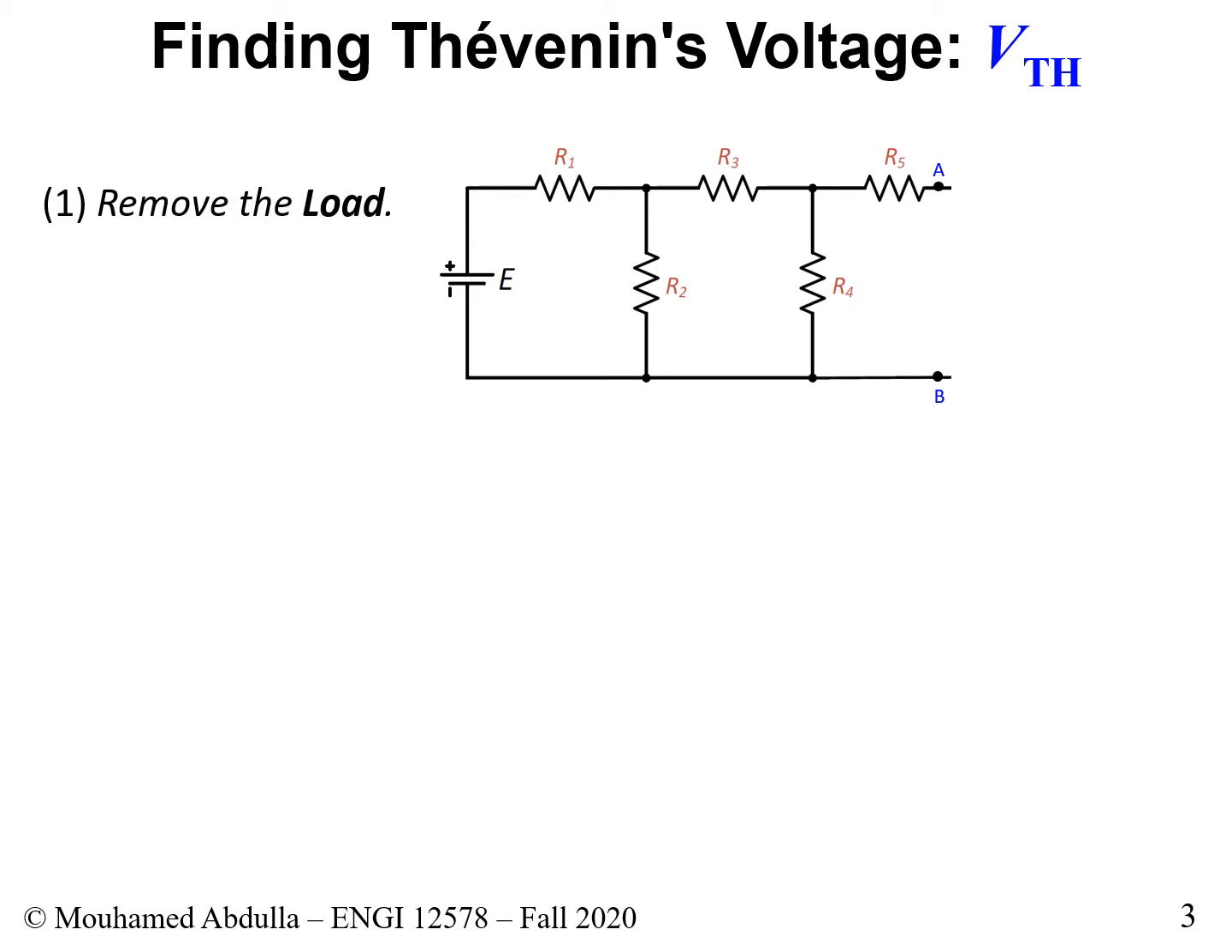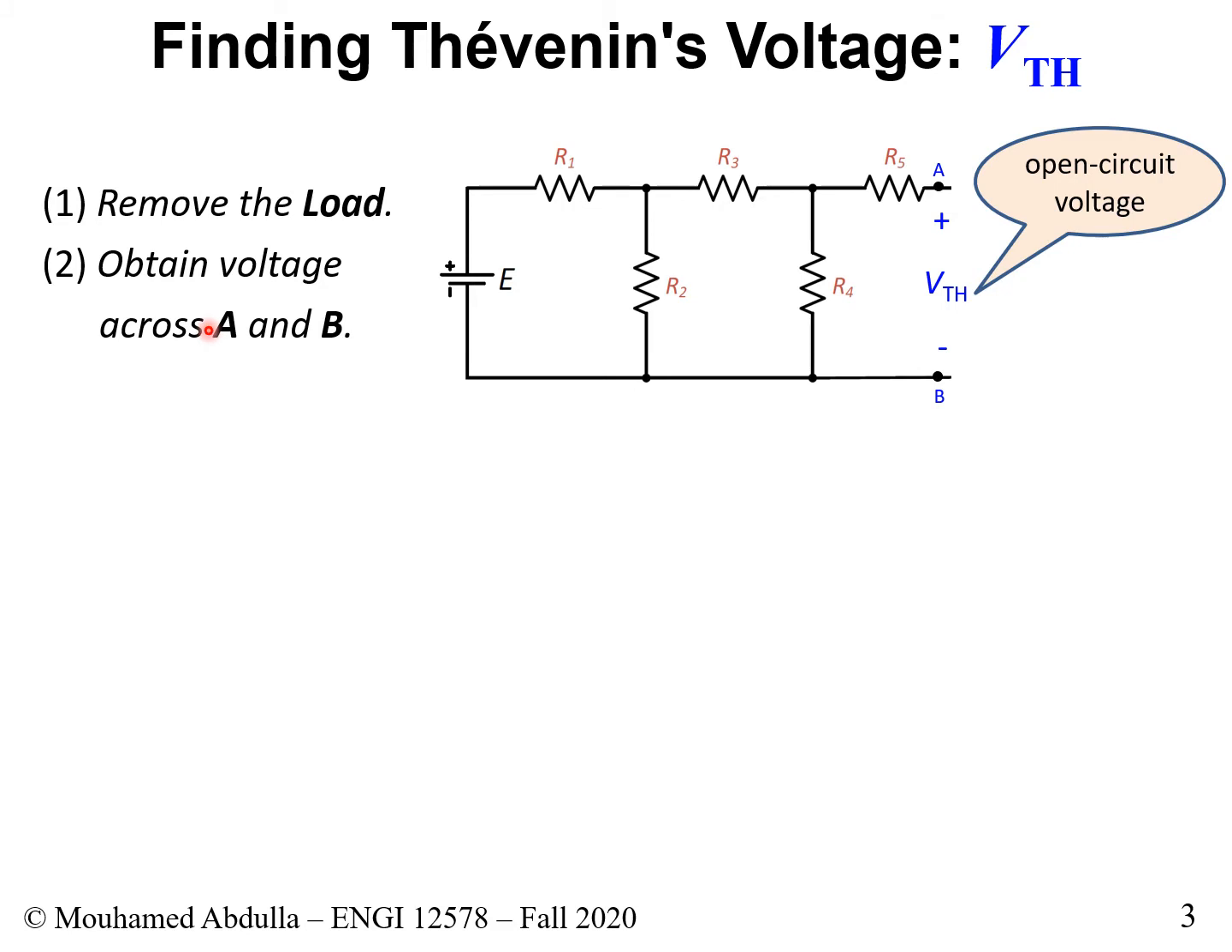We want to know the recipe for finding VTH. Step number one, we remove the load. We had a load here between A and B, we simply remove it. Step number two, we determine the voltage between nodes A and B. This is the next thing that we ought to do. And the voltage that we determine is essentially our VTH. This is Thevenin's voltage. It has another name: it's the open circuit voltage of this circuit.